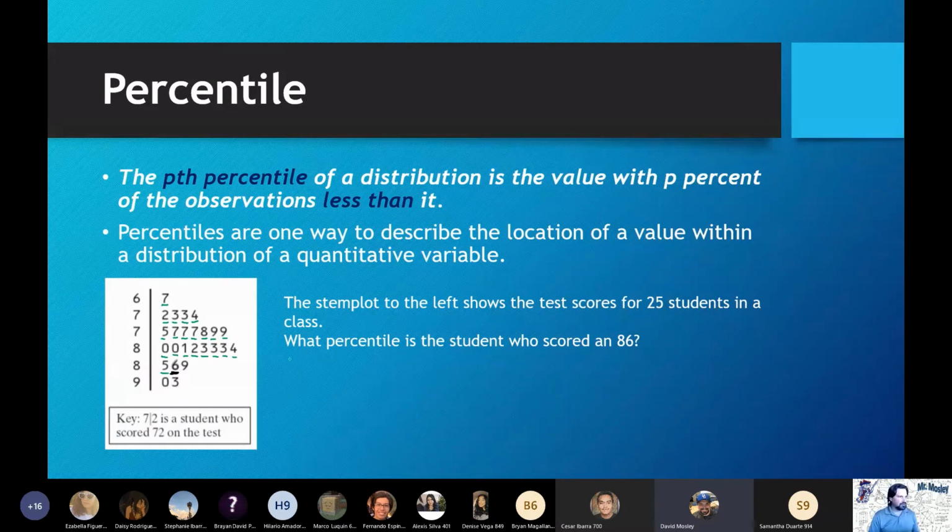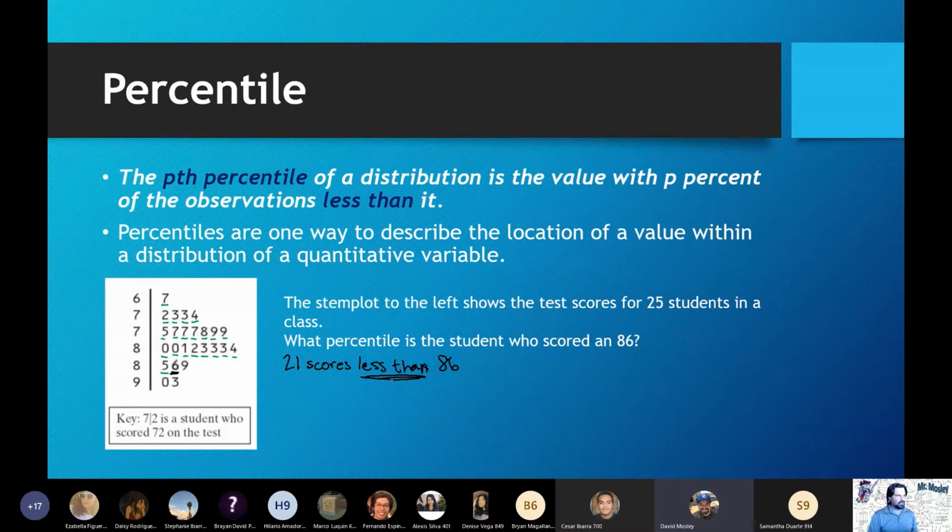So I have 21, blackjack. I have 21 observations that are less than 86. So there's 21 scores less than 86. Again, we're looking at less than.